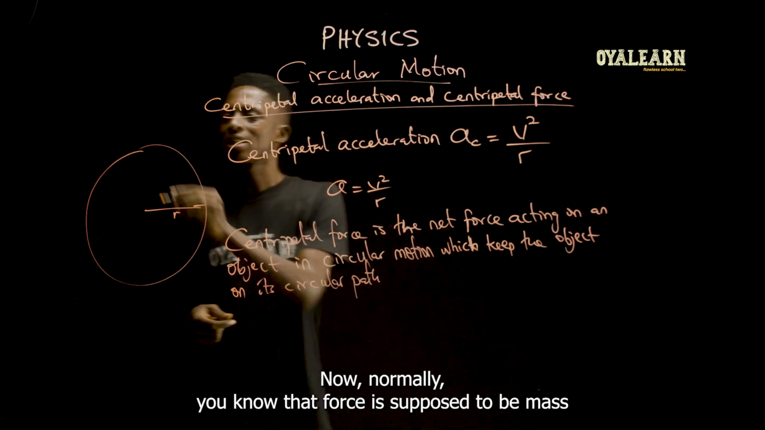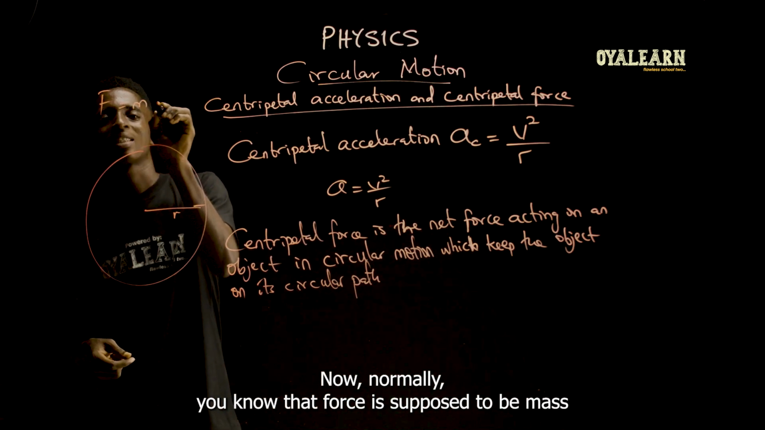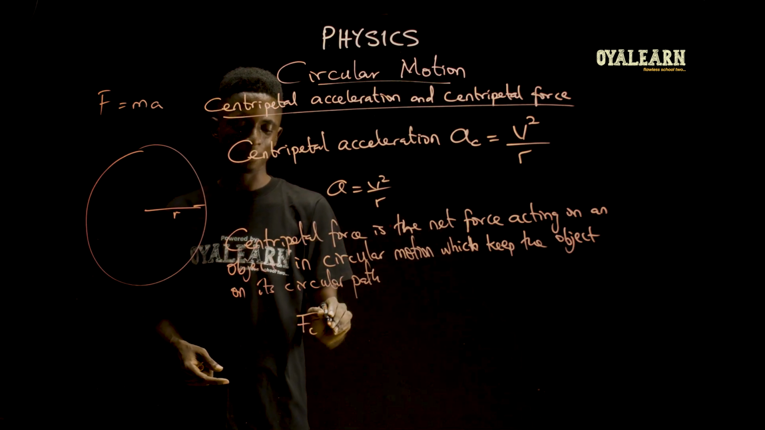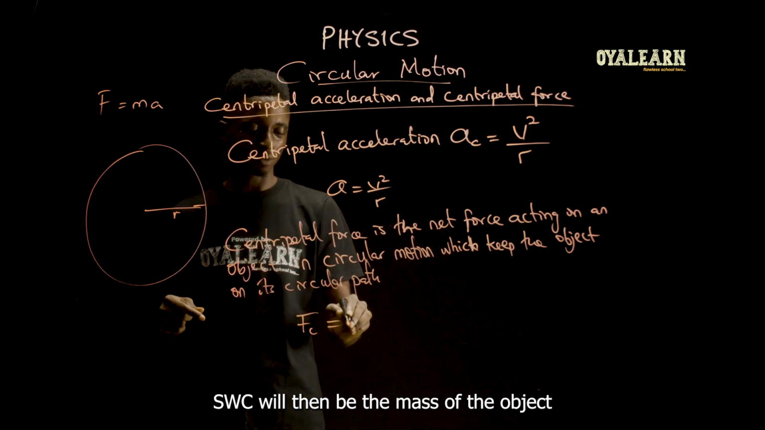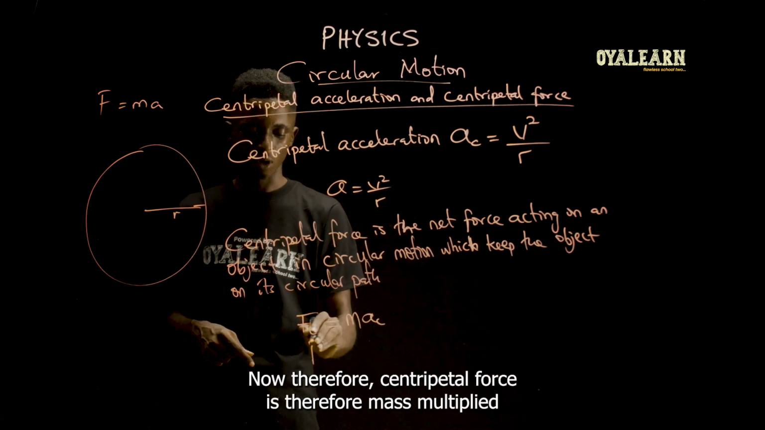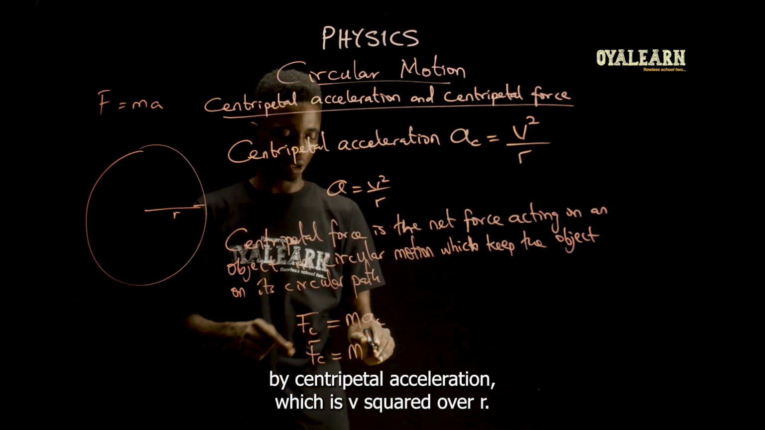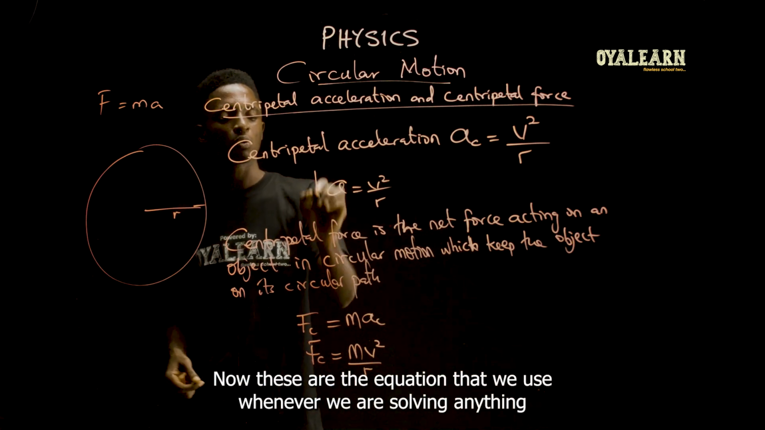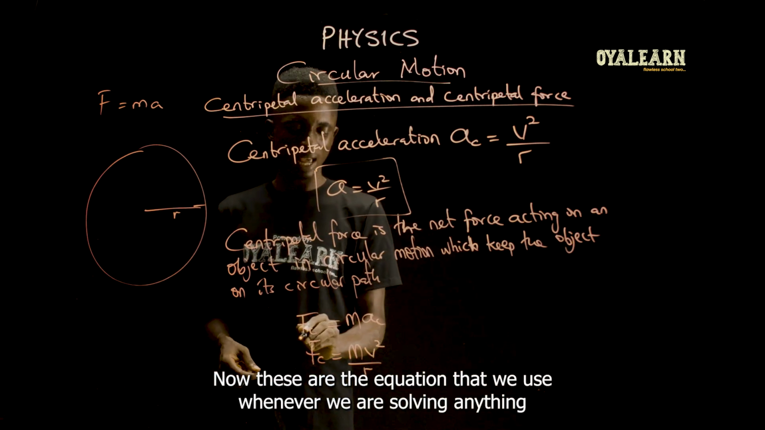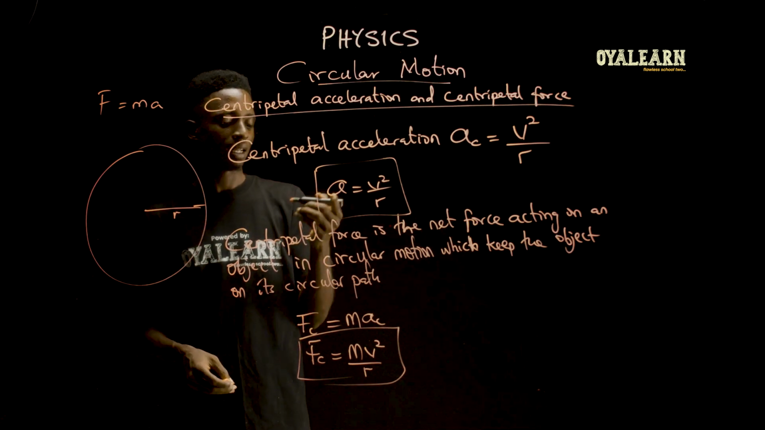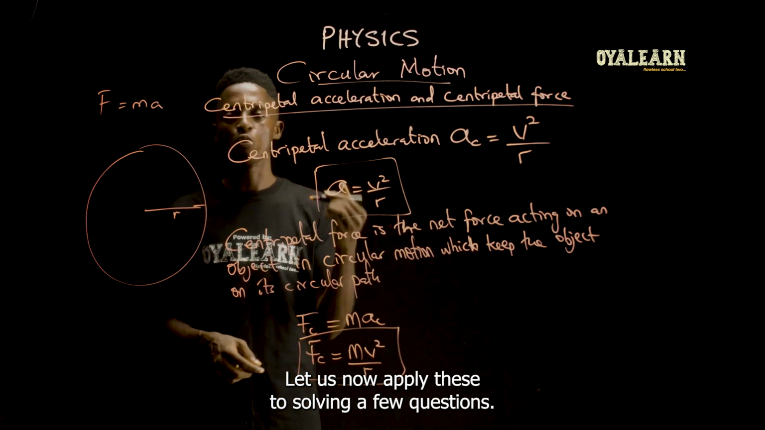Now, normally you know that force is supposed to be mass and acceleration, right? So if we apply that here, centripetal force, F subscript c, would then be the mass of the object multiplied by centripetal acceleration, which is v squared over r. These are the equations that we use whenever we are solving anything that has to do with centripetal force or centripetal acceleration. Let us now apply this to solving a few questions.